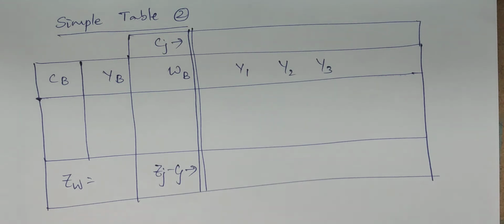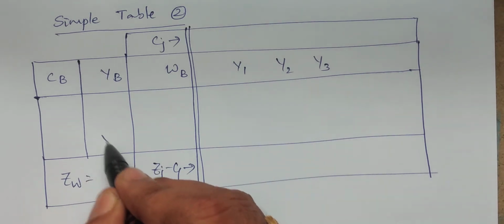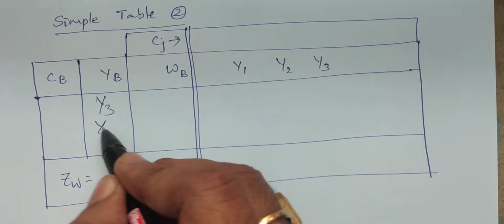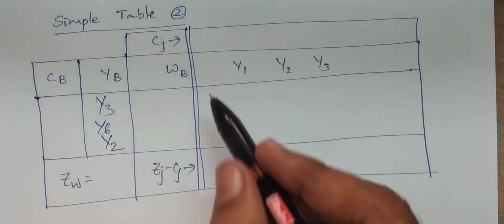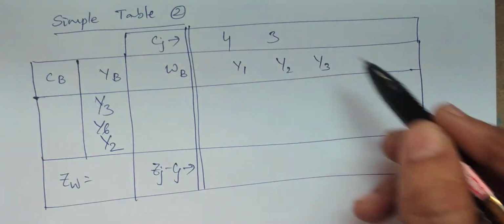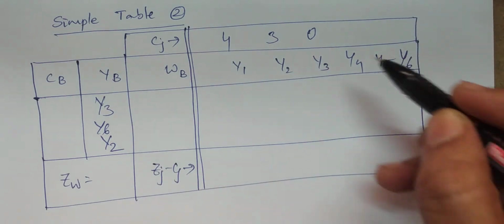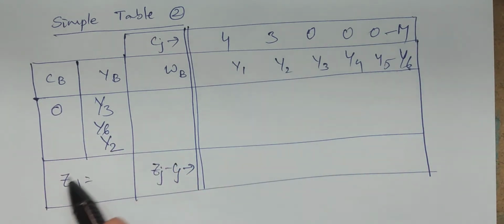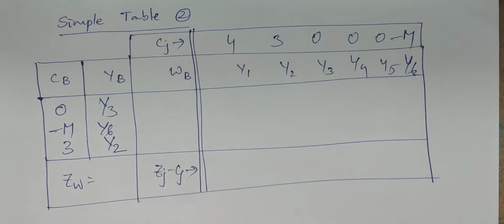y2 enters in the place of y5. Therefore here I am writing y2 enters. The remaining vectors stay as they are, y3 and y6. The costs are going to be considered. What are the costs here? 4, 3, for y2, y3 it is 0, y4, y5, y6. All the columns here 0, 0 and minus m. y3 cost is 0 and y6 cost is minus m. y2 cost is 3. These are the respective costs for y3, y6 and y2.